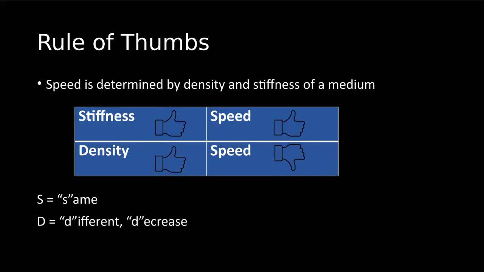Now, if your stiffness decreases and your thumb is down, and your speed decreases and that thumb is down, they're still doing the same thing, right? Because they are directly related. The same change is happening to them. When it comes to density, they are inversely related. So if your density increases, your thumb is up, your speed decreases, thumb is down. So you can remember S for same, D for different, or decrease for density.